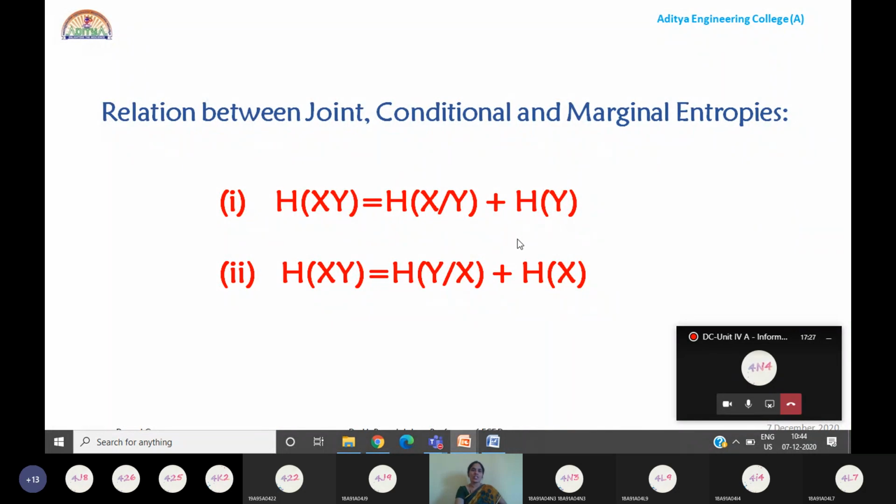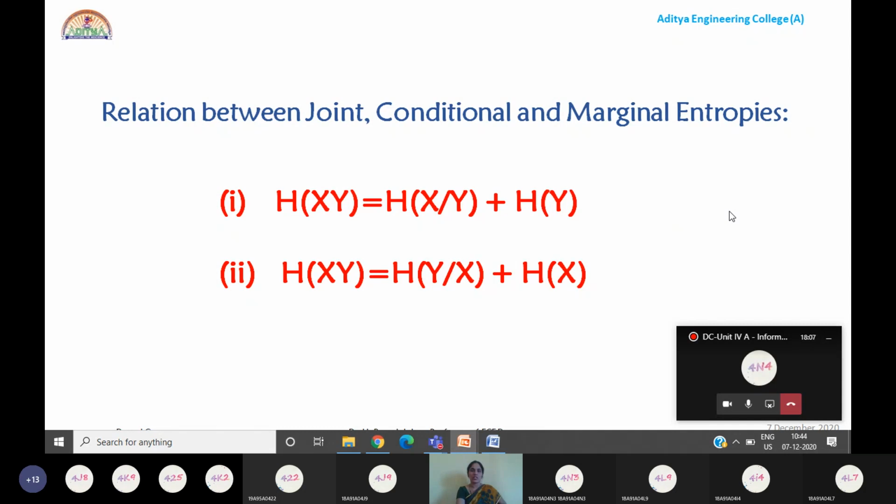And also we proved two relations between all three different kinds of entropies. The joint entropy H of xy, or H of x comma y, no matter whatever you represent, H of xy is equal to H of x by y plus H of y. And it is also equal to H of y by x plus H of x. Remember these expressions, where H of x and H of y are the marginal entropies, H of x by y and H of y by x are the conditional entropies, and H of xy is the joint entropy.